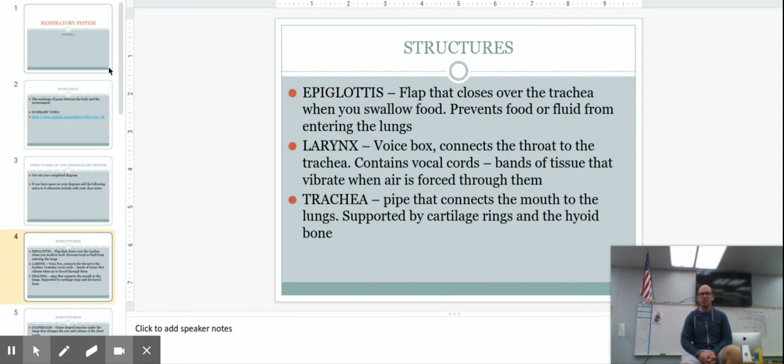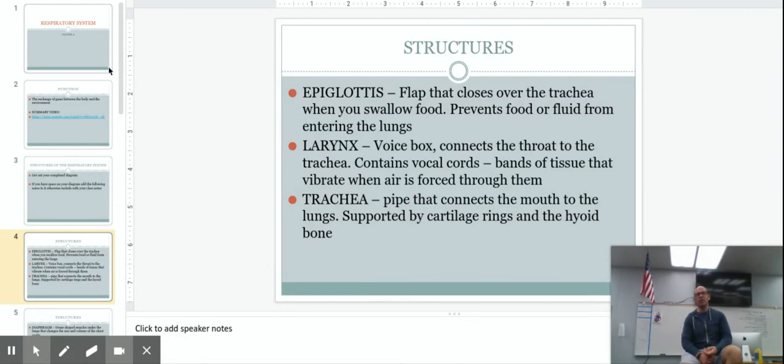Okay, next structure is the larynx. This is your voice box. It sits on top of the trachea at the back of your throat. It contains your vocal cords, which are these thin fibrous bands of tissue, and they create different sounds as air is passed back out.